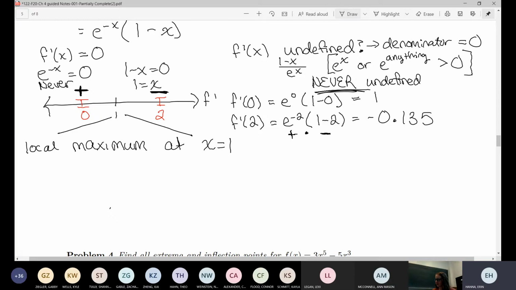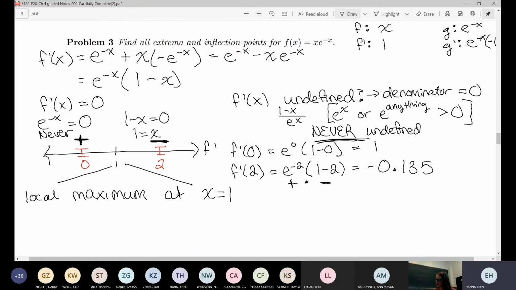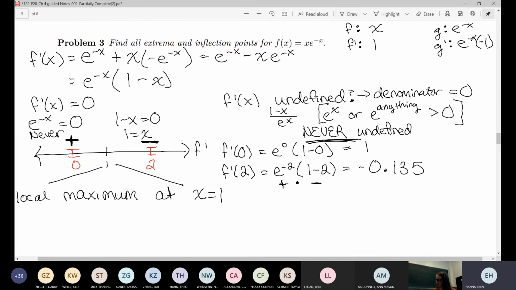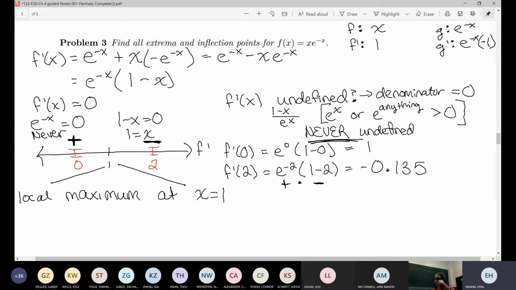We still haven't found the inflection points. And let me scroll up to get the rest of this work that we've done so far. But we have found the extrema. There was only one extrema. It was a maximum at x equals 1. Remember, 98% of the time, you only care about the x value. You don't care about the y value. Personally, if I want the y value, I will be very, very specific about it. And I think Wiley is pretty specific about it as well.